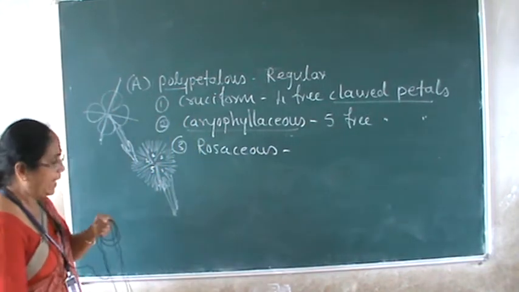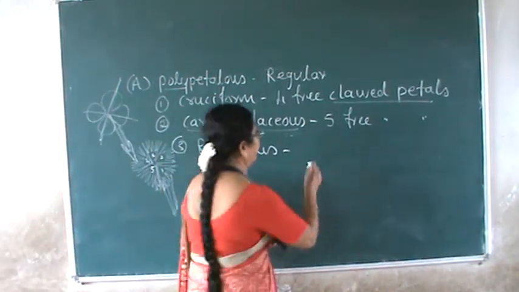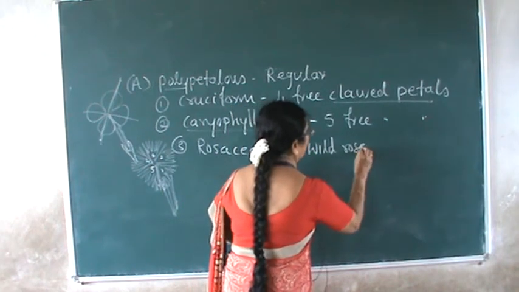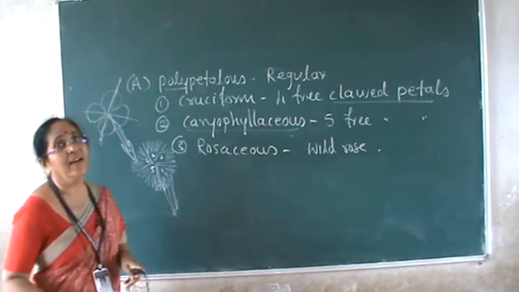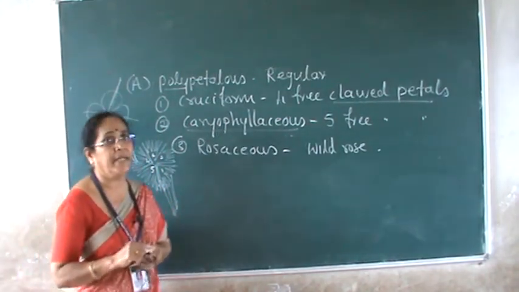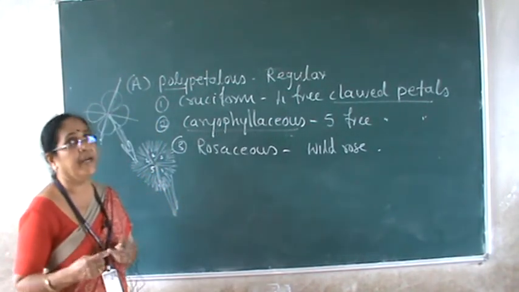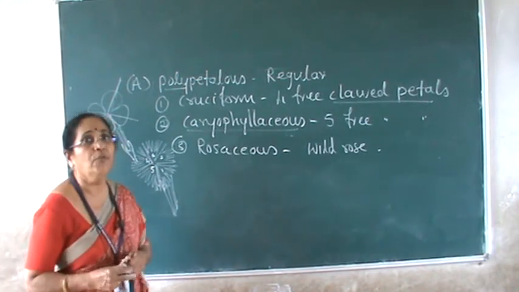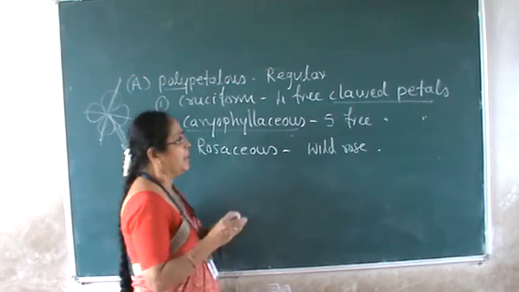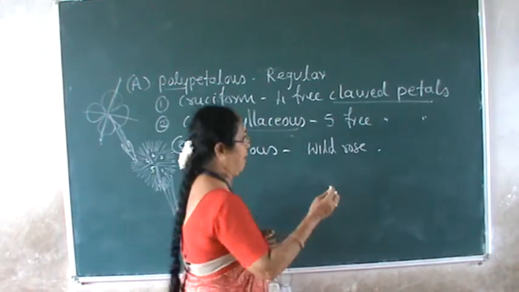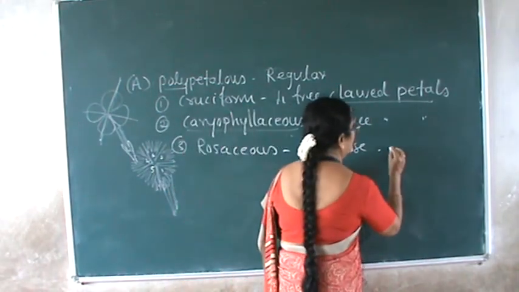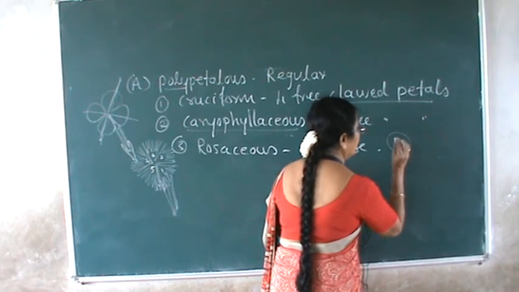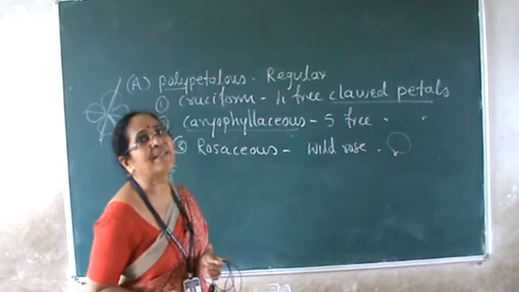Okay, this is the characteristic feature of rose family. Wild rose is the example. Because generally the rose is having many petals, and in this case it is limited, rosaceous shape of the corolla. The wild rose is having 5 free clawed petals, but the claw is extremely small. So here the petals are nice looking, but the claw is extremely small.